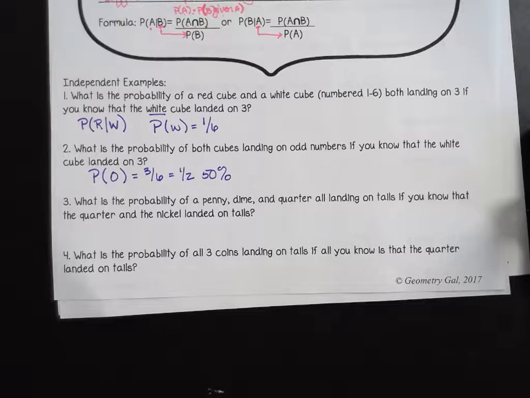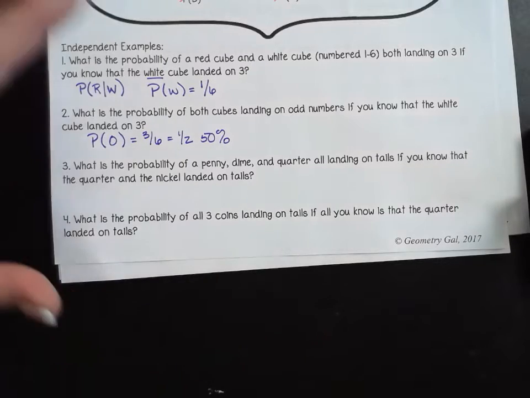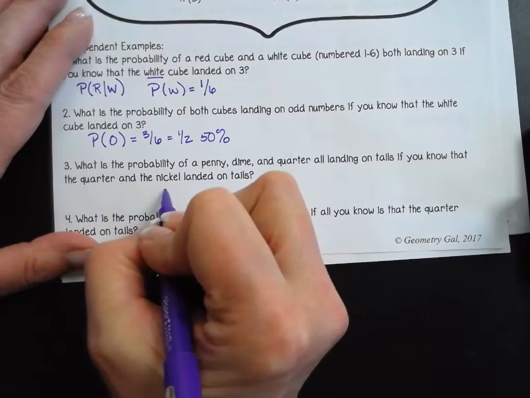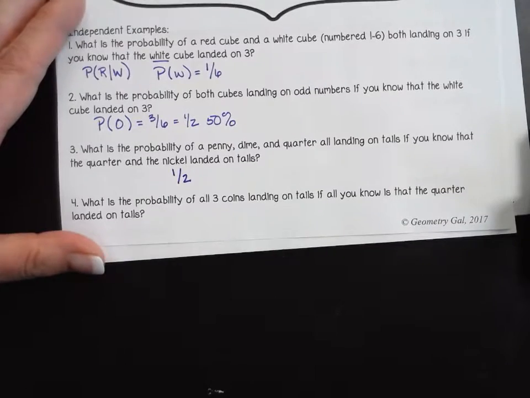Okay. What's the probability of a penny, a dime, and a quarter all landing on tails if you know the quarter and nickel landed on tails? Does the quarter and nickel landing on tails affect whether or not that dime lands on tails? No. So I just have to find, I got 1 tail out of 2 choices, heads and tails.